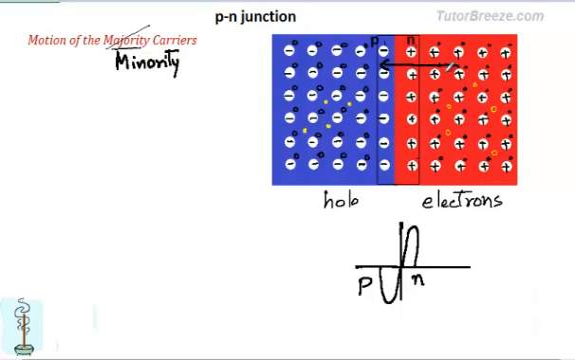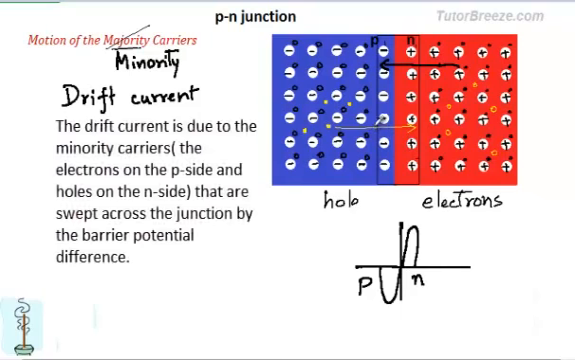Now the potential barrier stopped the electrons from crossing over to the other side, but for these electrons over here, they will get accelerated and they will tend to cross over to the other side. So the electrons and holes that are present are swept across the junction due to the barrier potential that was built up, and they constitute the drift current. So we can say that the drift current is due to the minority carriers, the electrons present on the p side and the holes present on the n side, that are swept across the junction by the barrier potential difference.